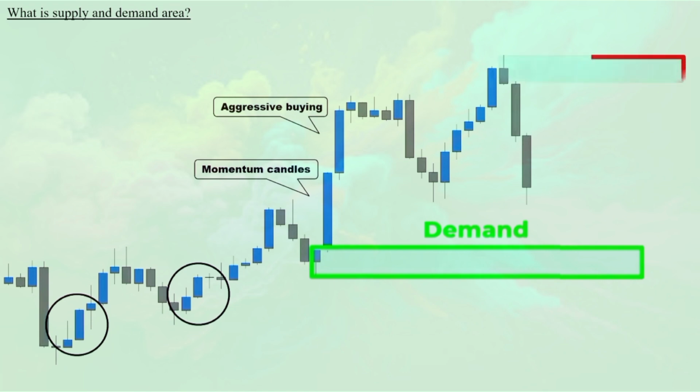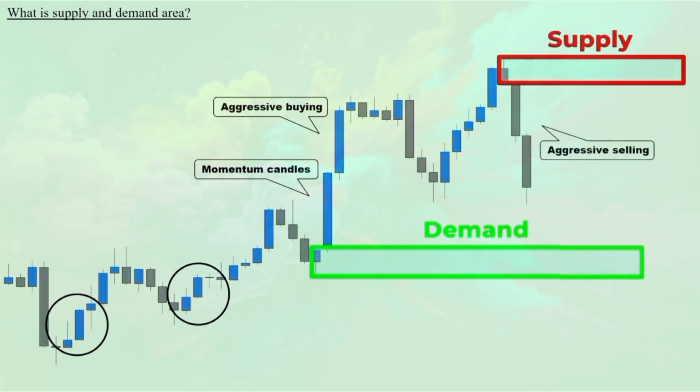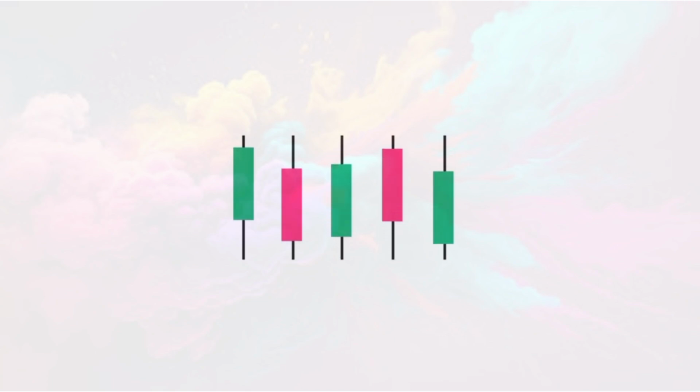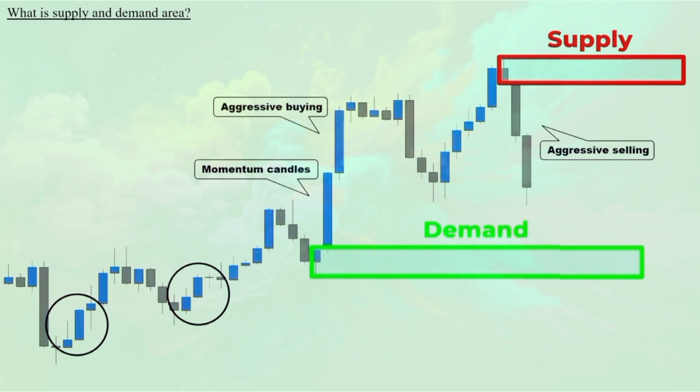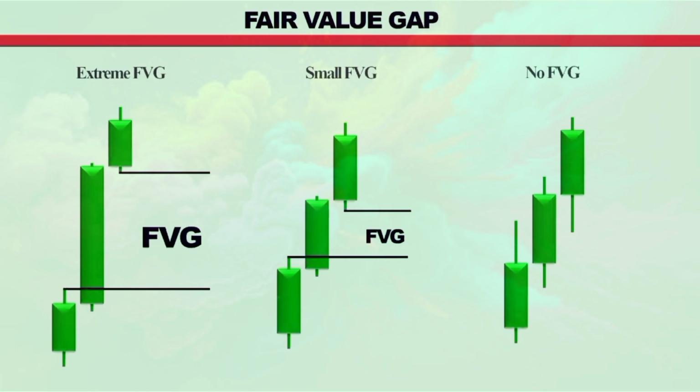Similarly, a valid supply zone forms when we have aggressive bearish momentum in the market. Now, how do we measure the aggressiveness of a price movement? Well, we do this by identifying the fair value gaps on the chart. A fair value gap is the space between the wicks of the first and last candle in a 3-candle sequence. The bigger the gap, the more aggressive the movement.